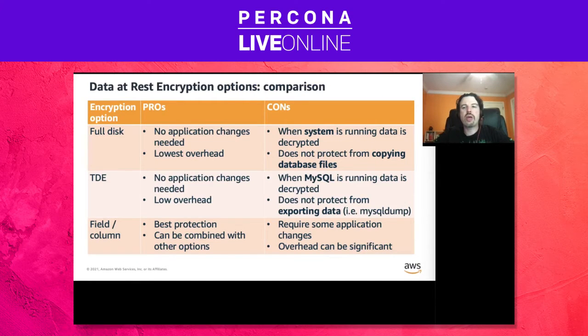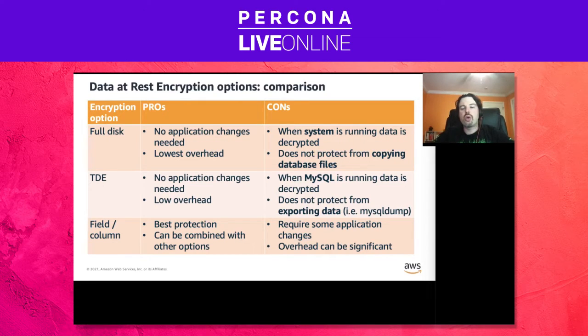Here's a very quick overview with pros and cons of each encryption method. So full disk encryption is easy to implement and has the lowest overhead. So those are the advantages. The disadvantages come in how the data is really encrypted and when the data is encrypted. So it only protects from copying database files pretty much. The transparent database encryption is better in this regard.